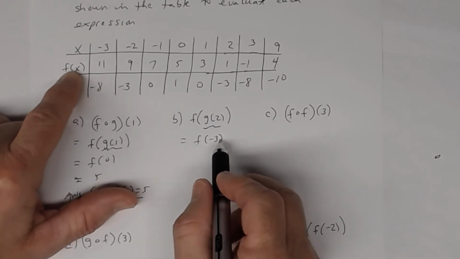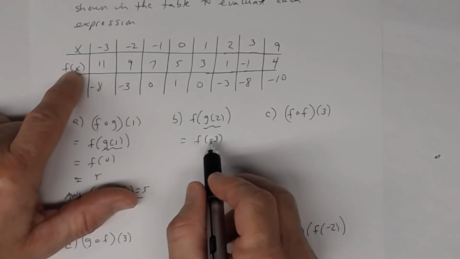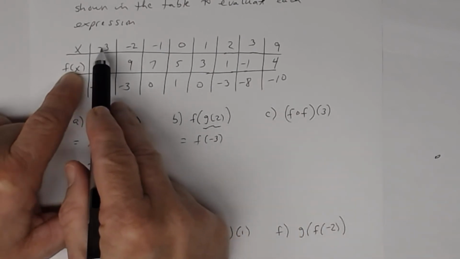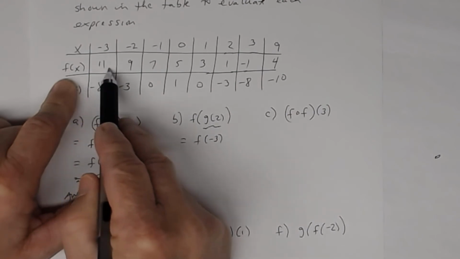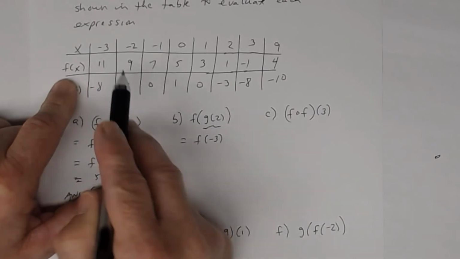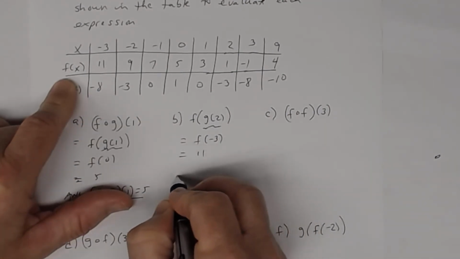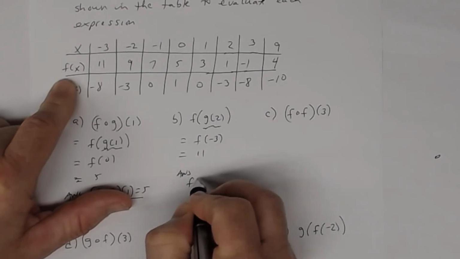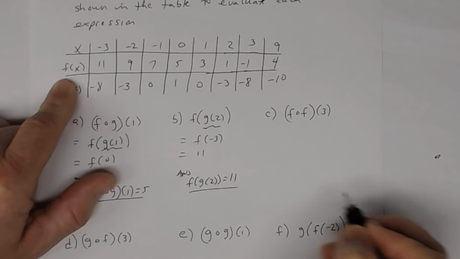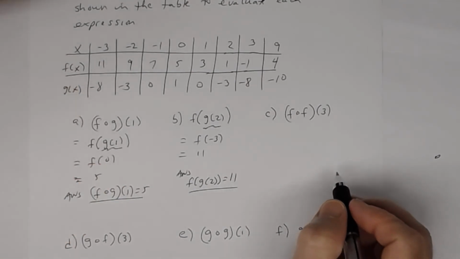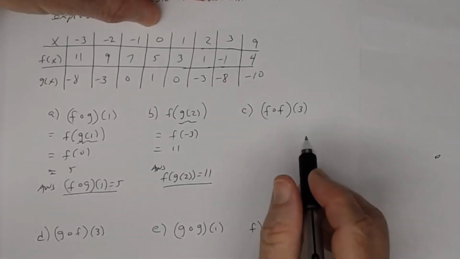This time x is negative 3. So here's where x is negative 3. What's the y value? What's f of negative 3? F of negative 3 is 11. So this becomes 11. So your answer: f composed with g at 2 is equal to 11. Very simple process, not difficult at all.